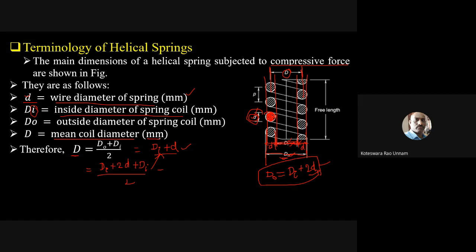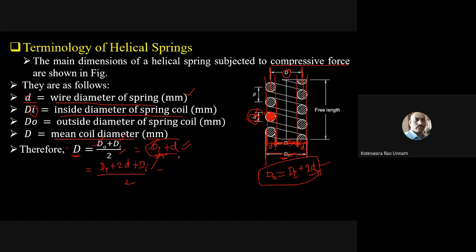So that is the inside diameter of the spring plus the wire diameter, which will also give you an expression for the mean coil diameter. Depending upon the situation, in some problems they give you both Do and Di, in some problems they give you Di and d, or in some problems they give you D. Depending upon that, you need to use these relations. Suppose I know the Di value and d value, and I want to calculate D, then I have to use this relation Di plus d. If I know Do and Di, then no issue, I can use this relation.